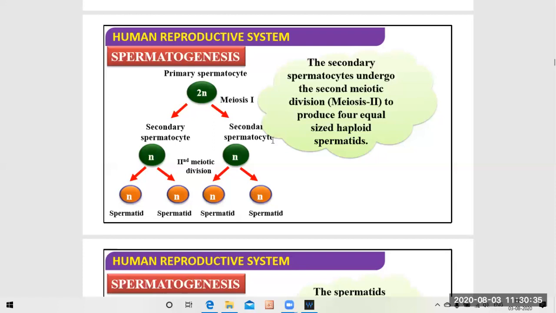So like that, 2n, meaning diploid cells, undergo meiosis, forming the secondary spermatocytes. These are the two secondary spermatocytes. From the diploid there are haploid spermatocyte cells. Remember this. From the diploid cell, haploid spermatocyte cells, and these again develop into spermatids, which are haploid. From this cell, two haploid spermatids are formed, and from another cell, two more spermatids are formed, in the second meiotic division, meiosis II. So this is very important.